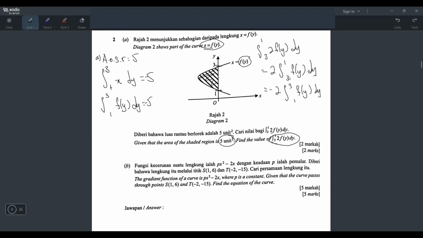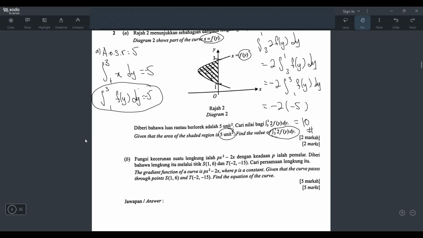Okay, I repeat one more time. You can terbalikkan these two numbers. Okay, from 3, 1 jadi 1, 3, but you have to tukar tanda. Okay, so now it becomes -2, and the reason why I terbalikkan is because I can sub now. Integrate from 1 to 3 fy dy is -5. So now you can sub. So now -2 times -5 is +10, and this would be the answer. Okay, so yeah, that's how you do it, right?